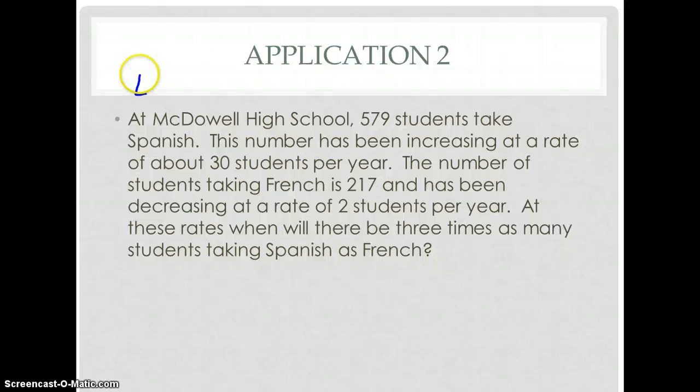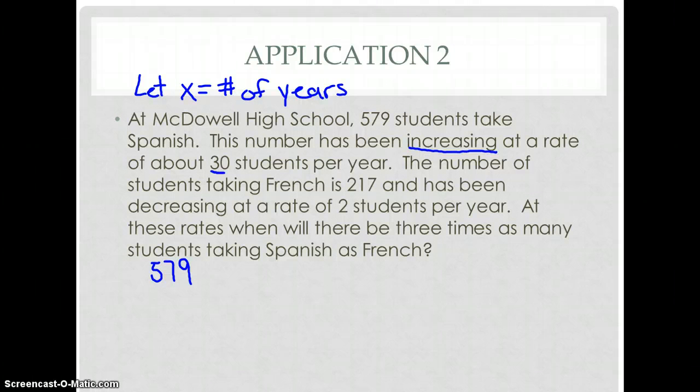So we'll start, I'm going to define my variable up top here. I'm going to let x equal the number of years. And I'm going to start with Spanish. We currently have 579 students taking Spanish. This has been increasing 30 students per year. So we add 30 for each year. So if it was 1 year, we'd add 30. If it was 2 years, we'd add 60. That's the number of students taking Spanish.